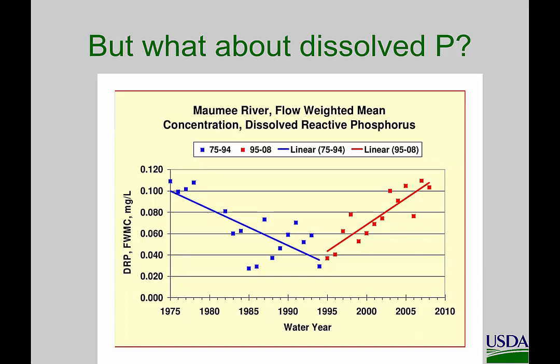We see a decrease in dissolved phosphorus with time, but then starting in the early 90s and continuing now, we see an increase in dissolved phosphorus. So the total loading is the same, but a greater percentage of it is in the dissolved form, which is bioavailable. It's more effectively bioavailable.